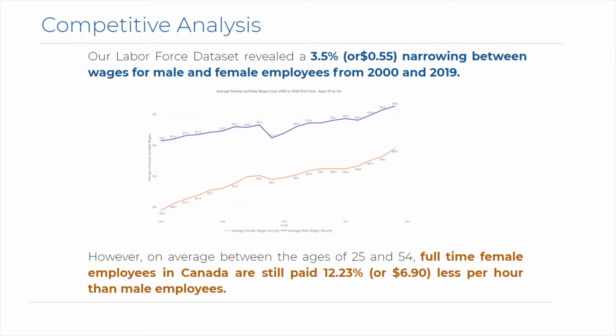However, when we look at the individual categories, such as age and provinces, we see that there is still a long way to go. On average, between the ages of 25 and 54 years old, with full-time employment, female employees in Canada are still paid 12.23% less, that means about $6.90, than a male employee.